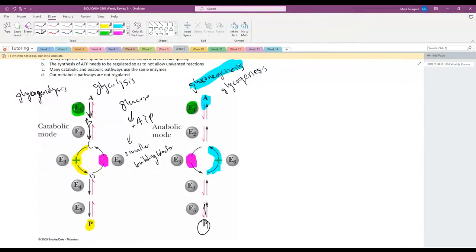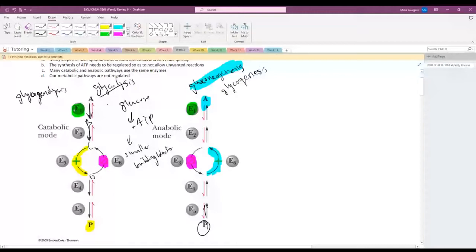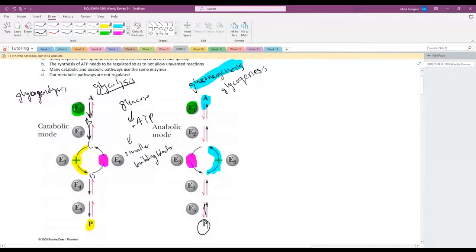We're using E2 for both the catabolic and anabolic, and every other one except enzymes 3 and enzyme 6, right? And the reason that's important is because, I think I briefly mentioned this last week, we're going to be talking about glycolysis and gluconeogenesis in a little bit.